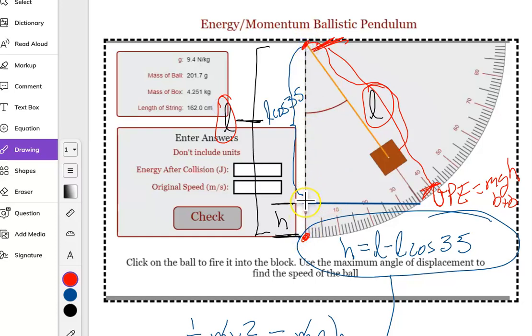If we make a triangle, so you'll see this line here, we have this side of the triangle, which is the cosine side, and this is the hypotenuse. We can say that this side is L times the cosine of 35. So if this is H, and that's L cosine of 35, and the whole thing is L, we can say the height is equal to L, which is the whole length of the string, minus this part, L cosine of 35. And that gives you H.